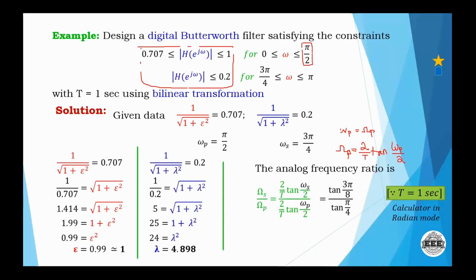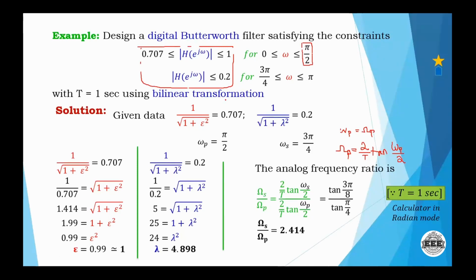So we are substituting the T value here. So we are getting 1. This 2 and this 2 will get cancelled. So remaining is tan omega p. The omega p value is pi by 2. So 2 into 2, 4. We are getting pi by 4. After substituting all these values, we are getting 2.414. So this is the ratio ohm s divided by ohm p. So these are the initial data that we need to determine for a digital Butterworth filter using bilinear transformation.